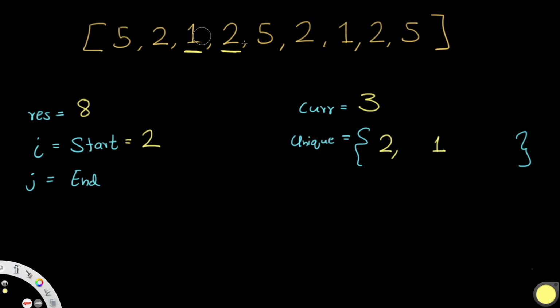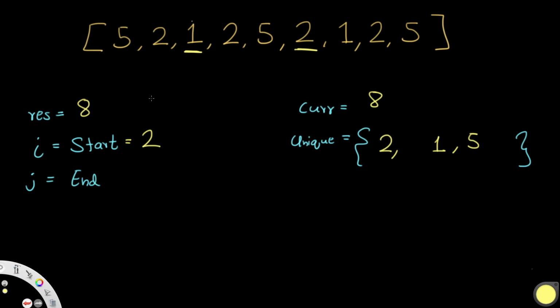Okay, perfect. So we have 1 and 2 in this case. J now moves on. We have 5, so this becomes 8. Unique includes 5 over here. Perfect. Now we have the number 2, and we have the same problem, which is that we have two 2s, since the 2 is in unique. So we do the same steps.